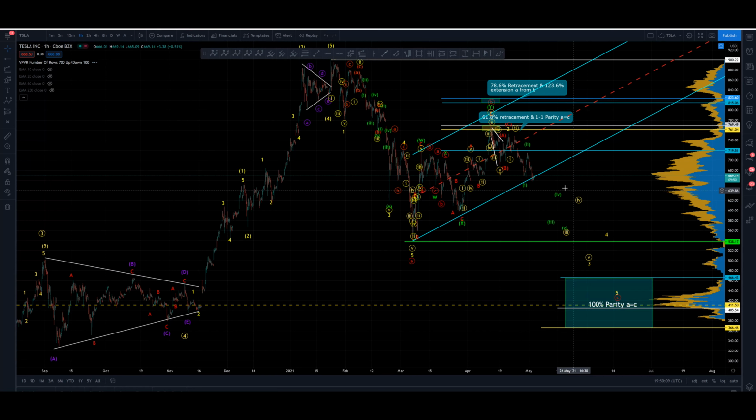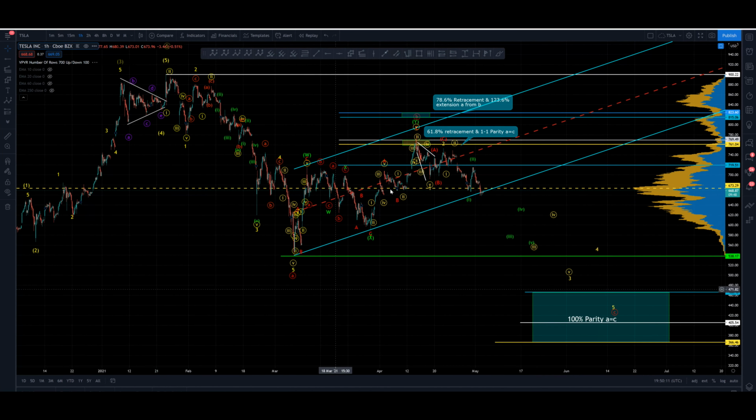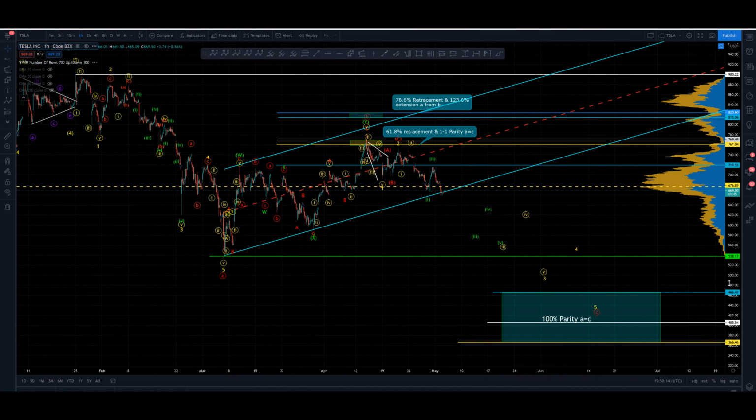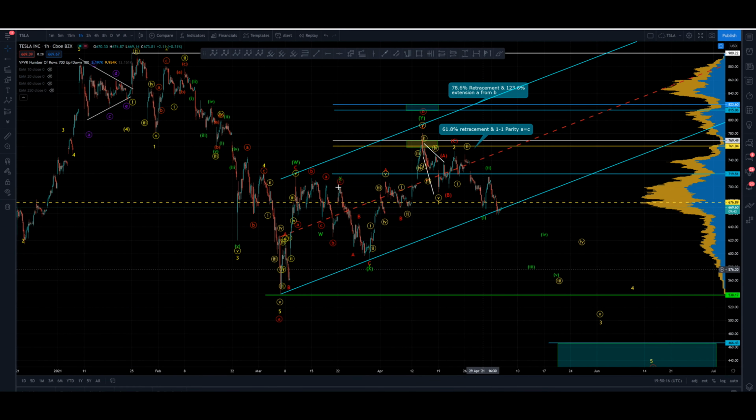So that's all groovy. I like that. I like that we came down in 5, back in 3, and had a reaction. I like that. I predicted that pretty much to the tick, and it worked out well.